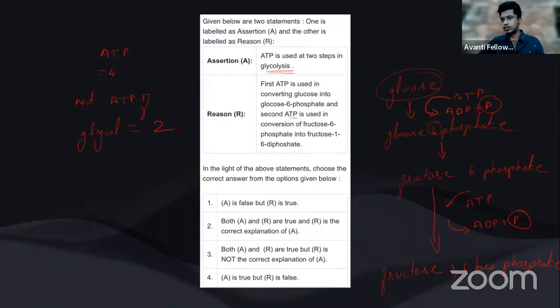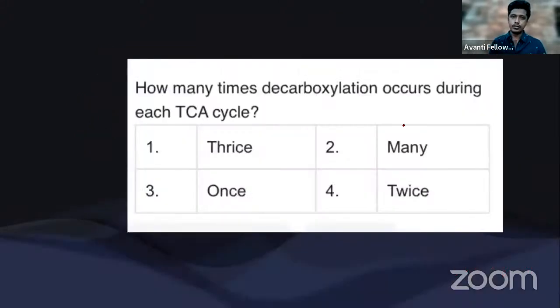The other one is fructose 6-phosphate into fructose 1,6-bisphosphate. Since both assertion and reason are telling exactly the same, that's why we go for the second option. That is, both assertion and reason are true, and the reason is the correct explanation for the assertion. So that is option number 2 for this question. Okay, let's go for the next question, students.